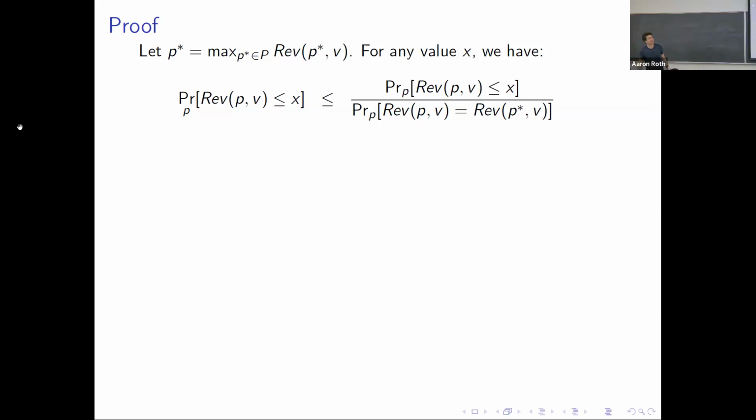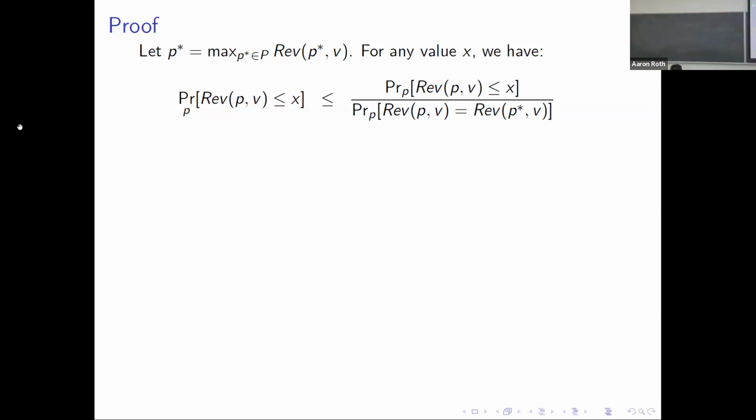So the thing that we're interested in showing is that the probability that we get a price back whose revenue is less than X is small. Okay, we want to set some worst case revenue bound and say with high probability we don't get revenue worse than that.